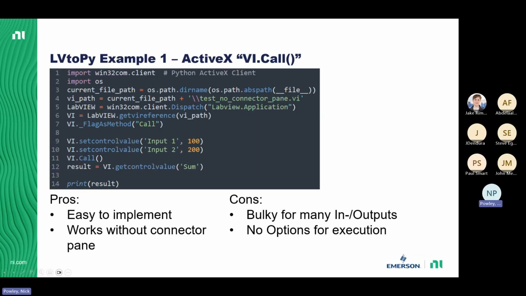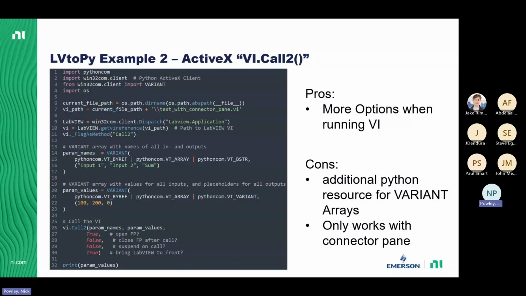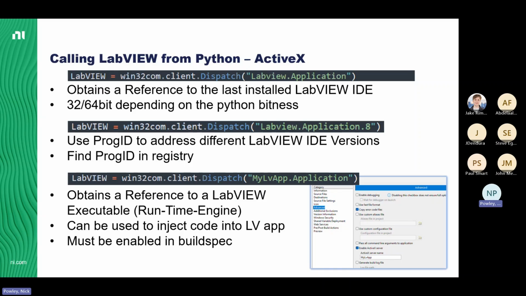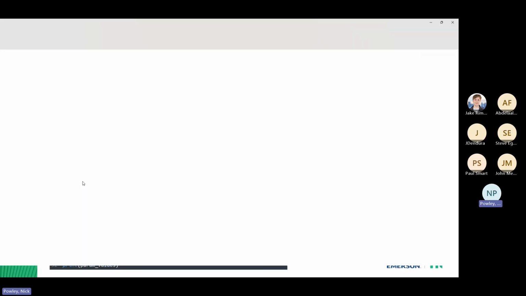And there's actually two Python API calls for it. There's vi.call, which essentially works without a connector pane, but you have to specify all the control values that exist on the front panel, and it's a very rough just run it and go. Or there is vi.call2, which gives you options for running that VI. Do you want to pop open the front panel or leave it closed? And what values of the connector pane do you want to populate, and what values do you want to leave as default? So I should actually just be able to run this as well.